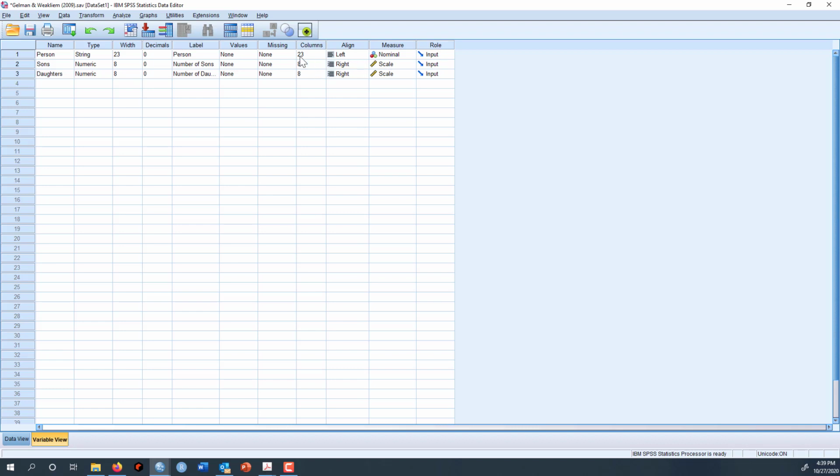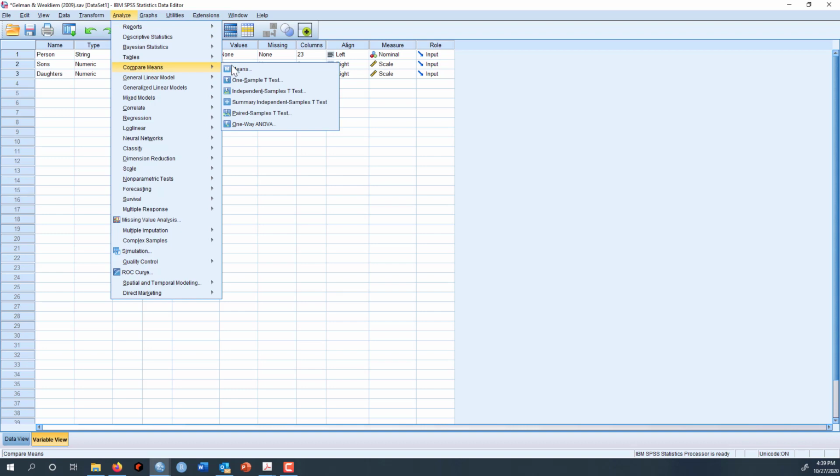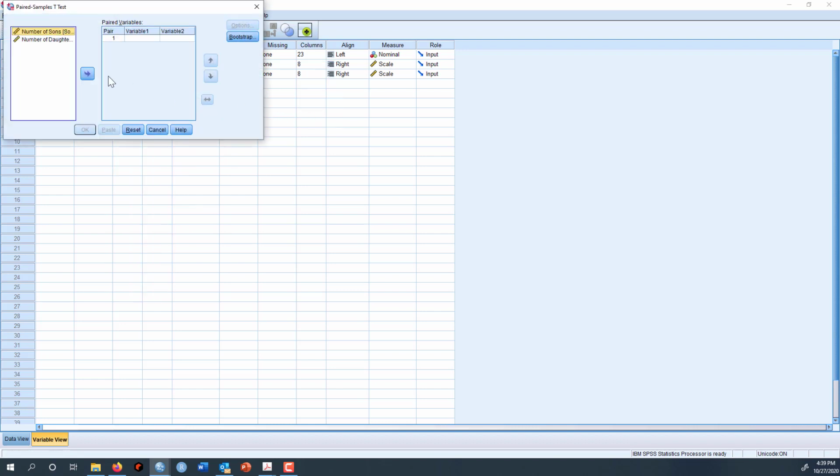In any case, what we're asked to do is just to compare a t-test looking at is there a significant difference between the number of sons and the number of daughters had by these beautiful people. So we go to Analyze and Compare Means again, and this time we go to the paired samples t-test. Click on it. And number of sons is variable 1, and number of daughters is variable 2. It's as easy as that. And then we click on OK.